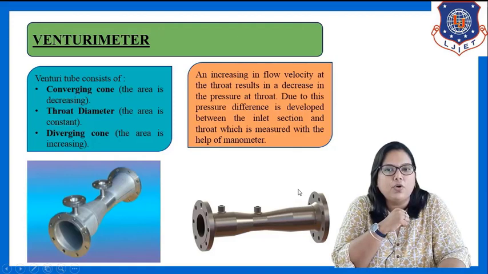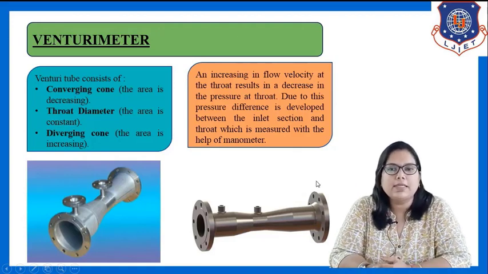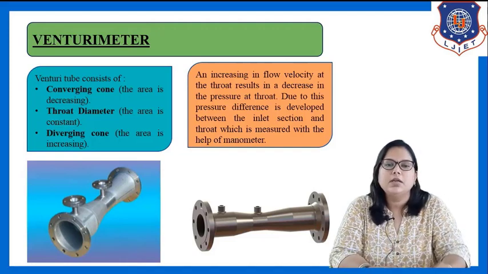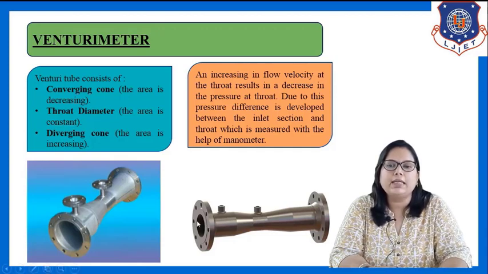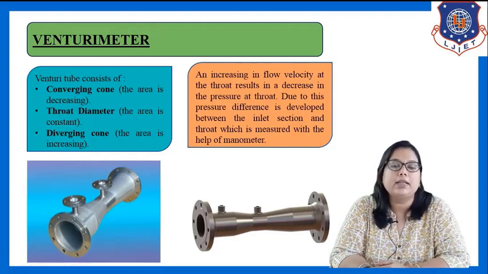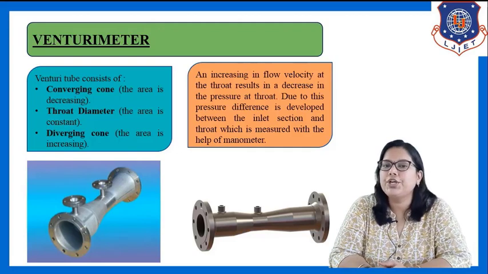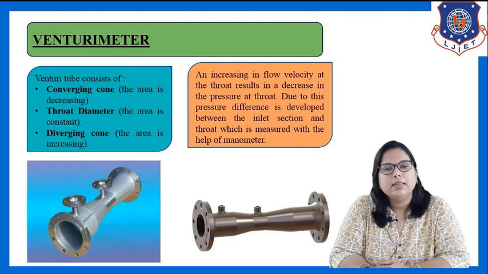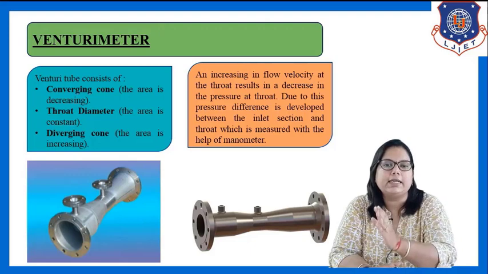Now, how can we measure the flow? An increase in flow velocity at the throat results in a decrease in pressure at the throat. Imagine that the flow is starting from here. See the arrow, the flow is starting from here. It passes first through the converging section, then the throat, and then the diverging section. So what will happen? The velocity of flow increases at the throat, and it results in a decrease in the pressure at the throat. Due to this, a pressure difference is developed between the inlet section and the throat section. Understand? There is a development of pressure difference between the inlet section and throat.